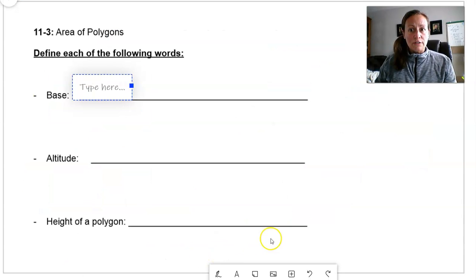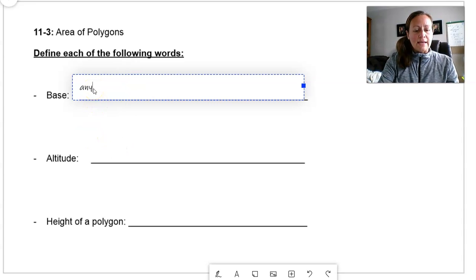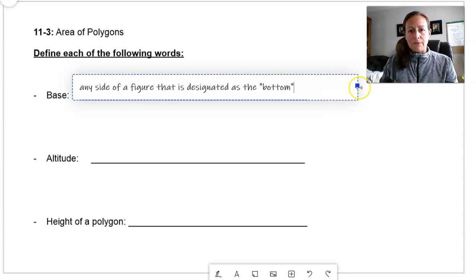So a few basic words that we will be using repeatedly when we use the area of polygon formulas that we should define. The first one is the word base. Base comes into so many of these formulas, and we're going to define the base as any side of a figure that is designated as the "bottom." I'm putting that in quotes because it's kind of a relative term, depending on how the polygon is oriented on the page.